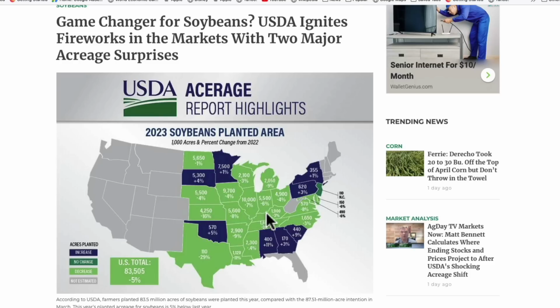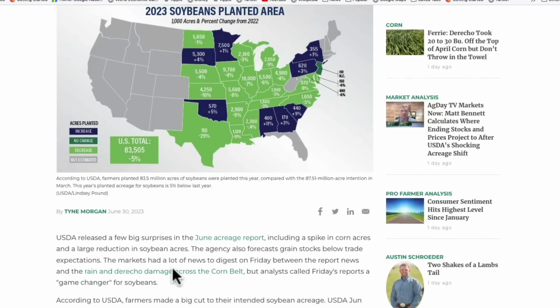Notice that you have a decrease here of 5%. Some states have an increase in soy planting, other states have a decrease. The net is a decrease of 5%. That's what supported the price rise on soybean. The acreage under seed had dropped, so the production number was going to drop.